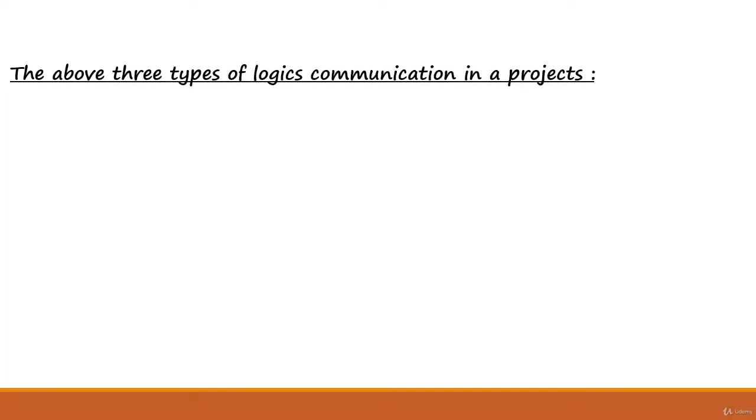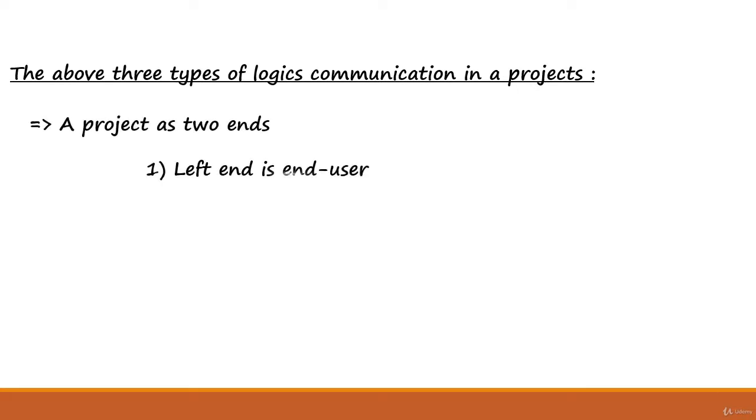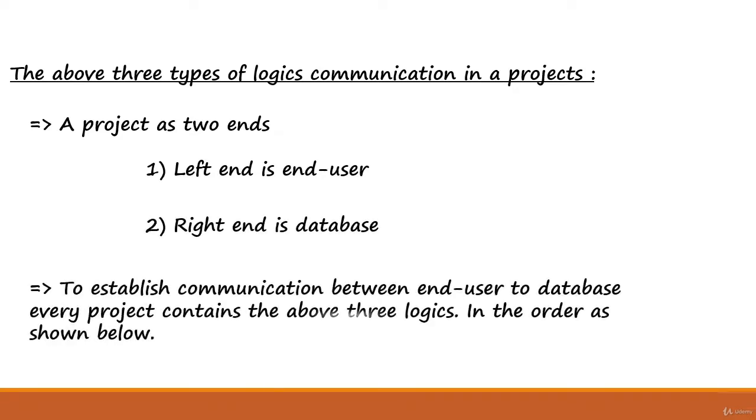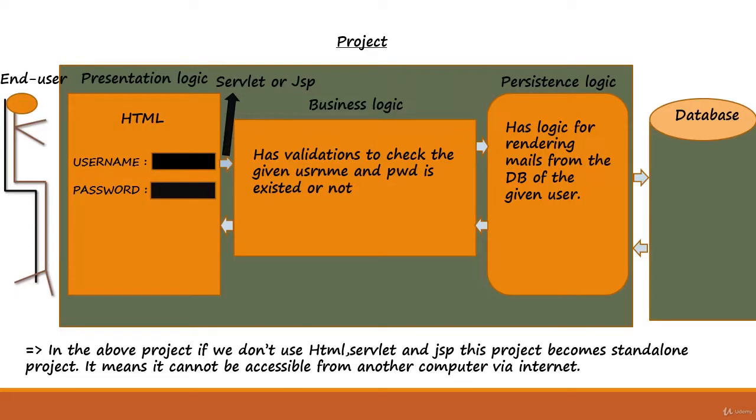The communication of the above three types of logics in a project. A project has two ends. The left end is the end user and the right end is a database. To establish communication between the end user and the database, every project contains the above three logics in the order as shown below. This is the diagram of a project.